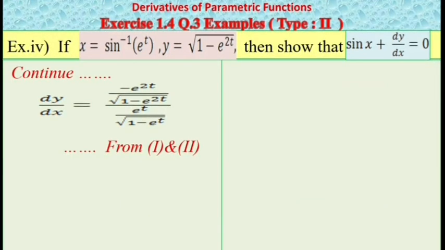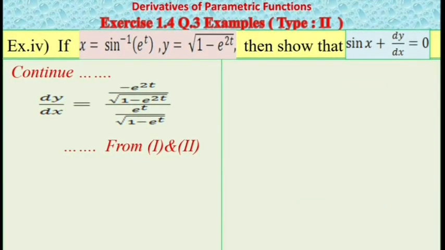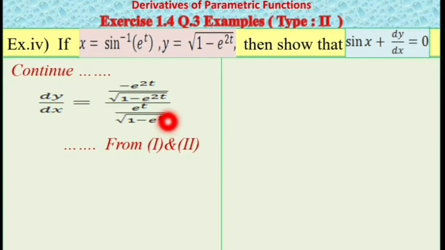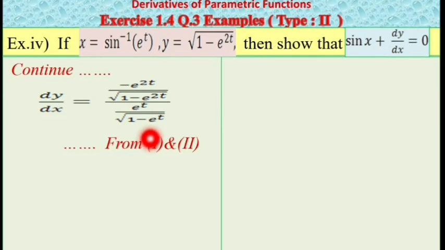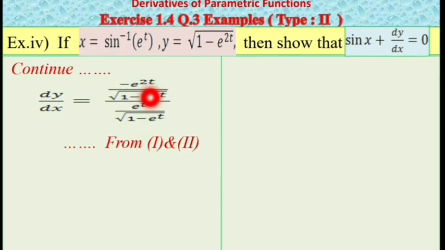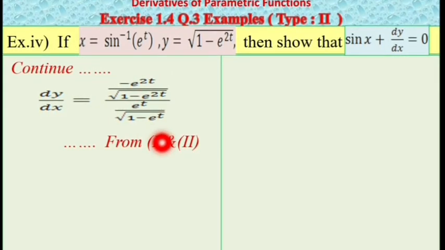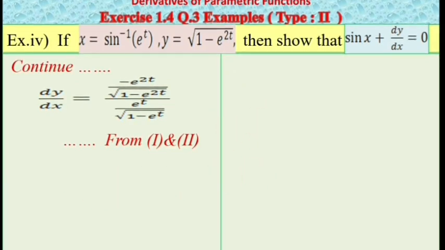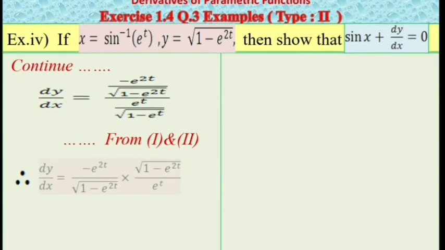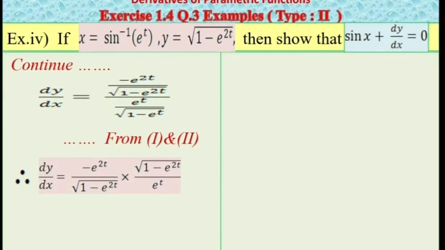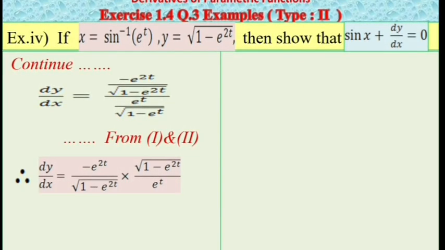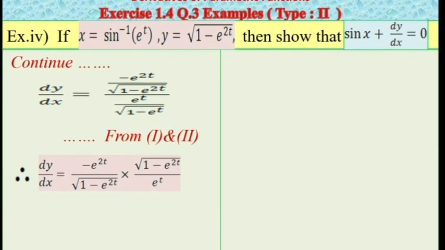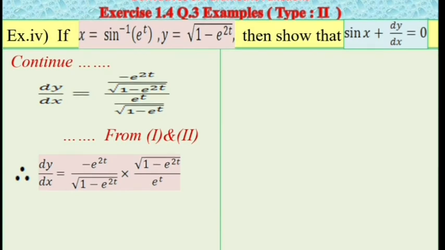Now continue this example from the last page. We have already derived dy by dx equal to the right hand side. Now again applying the formula, a upon b whole divided by c upon d equal to a upon b into d upon c, therefore we can get dy by dx equal to minus e raised to twice t upon root of 1 minus e raised to twice t into root of 1 minus e raised to twice t upon e raised to t.